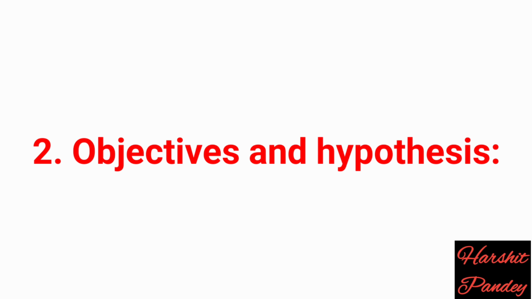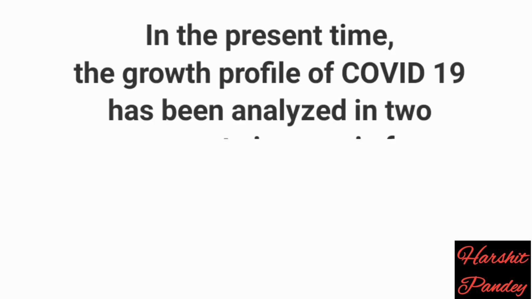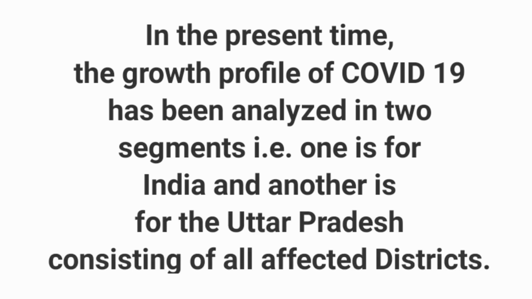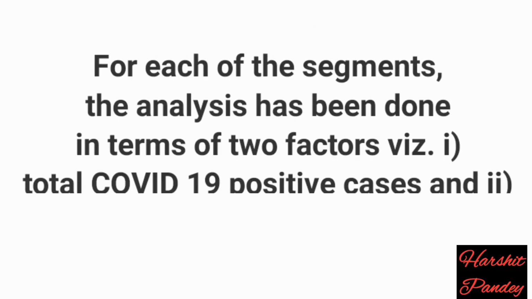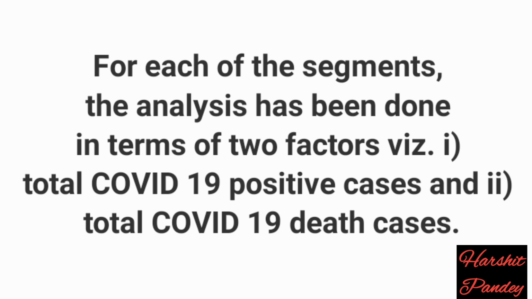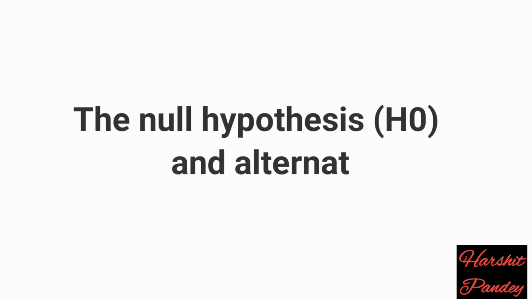Second one is objectives and hypothesis. In the present study, the growth profile of COVID-19 has been analyzed in two segments: one is for India and another is for Uttar Pradesh, consisting of all affected districts. For each of the segments, the analysis has been done in terms of two factors: the first one is total COVID-19 positive cases and the second one is total COVID-19 death cases.